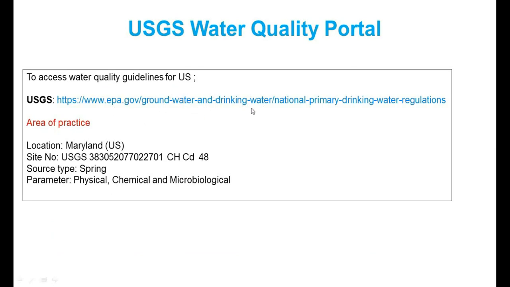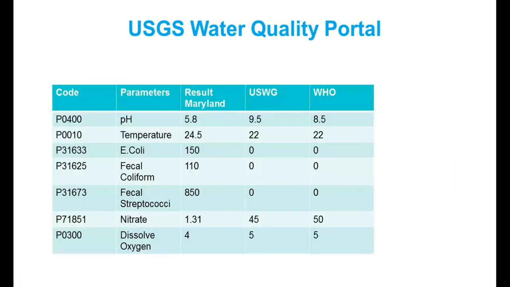If you click this link, it's going to direct you to the portal where you have the water quality guidelines for the United States of America. And you'll see the different parameters and their guidelines. And this is a table which represents what we are going to be checking, the different parameters and their guidelines. So you have USWG, which means US water guidelines, and then WHO guidelines.